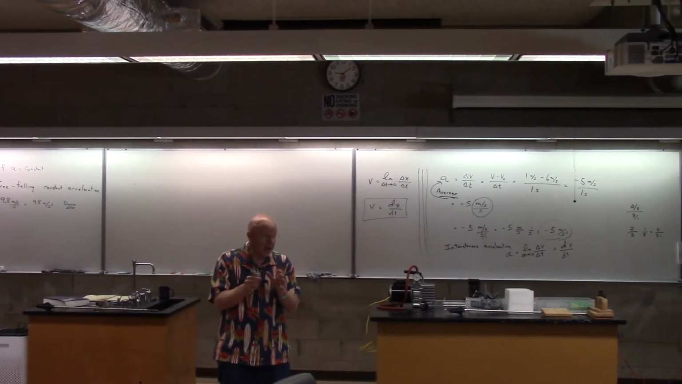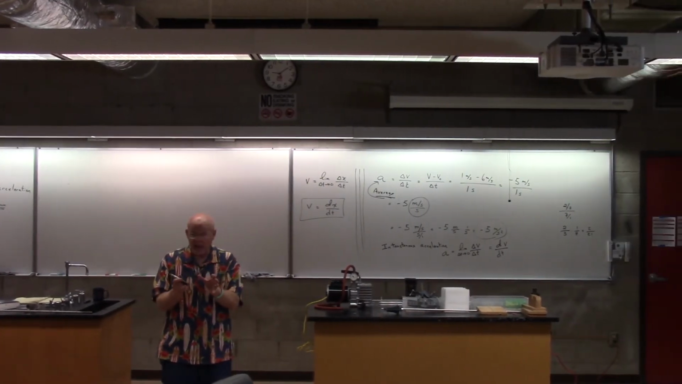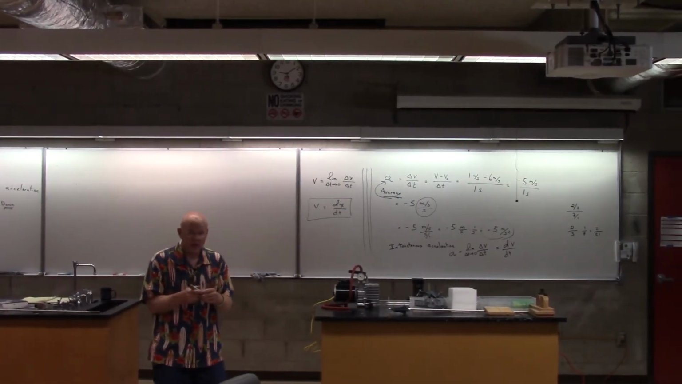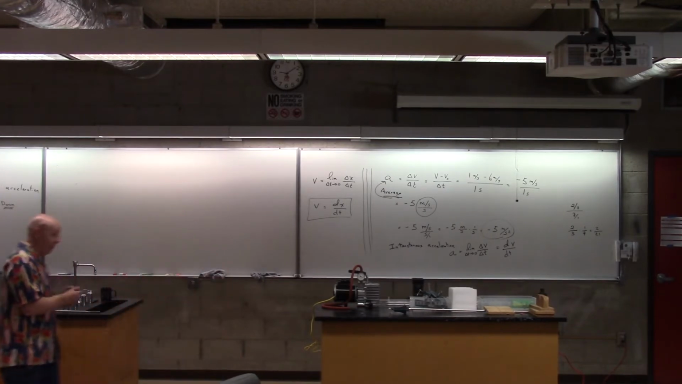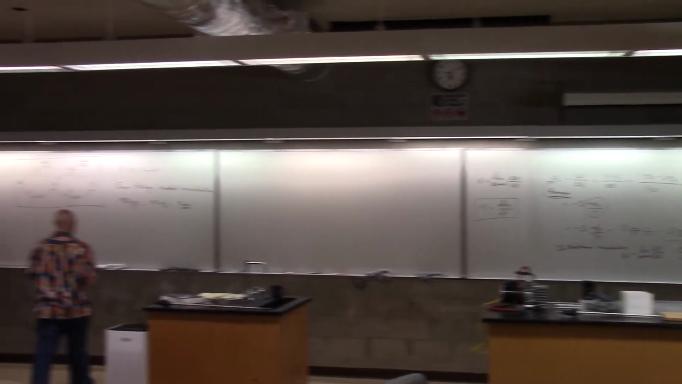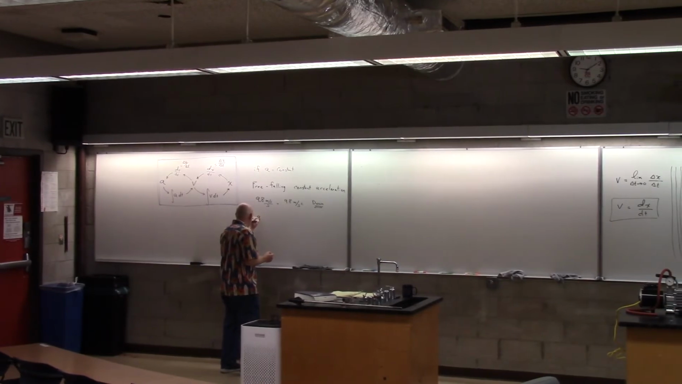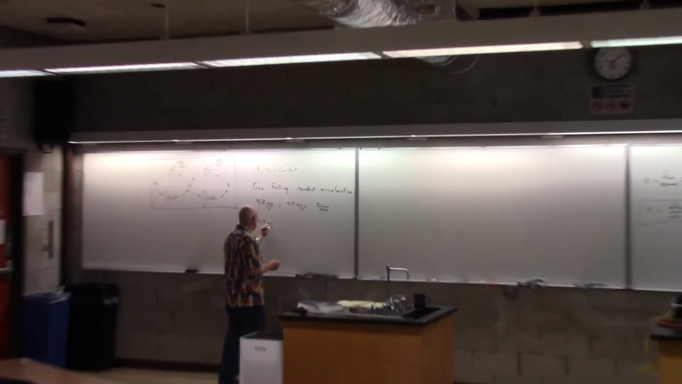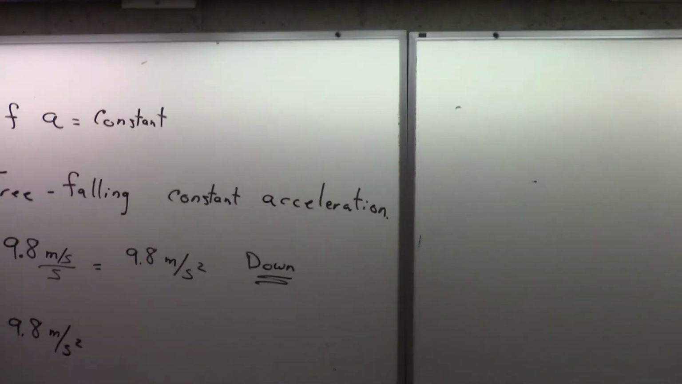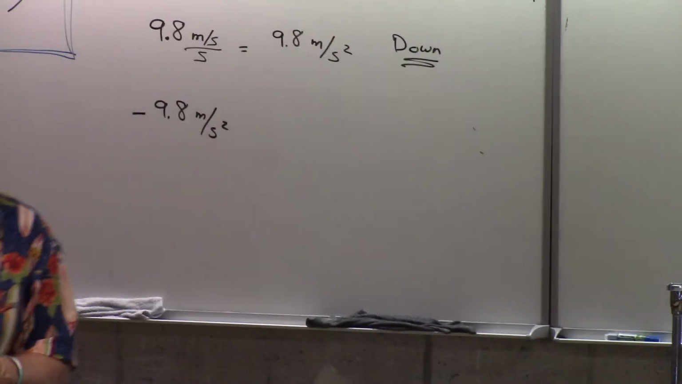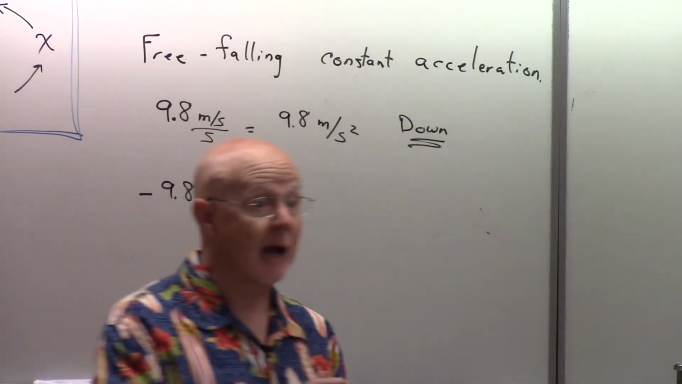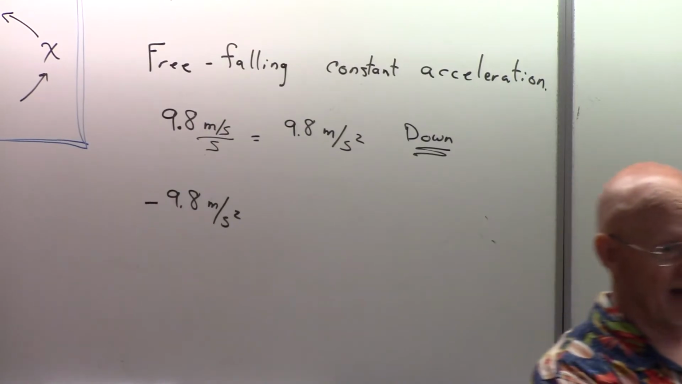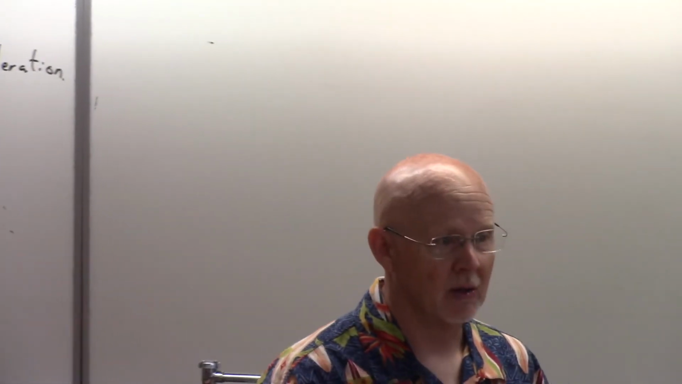So I'm going to put down. Normally we put a negative for down. So a lot of people will write it as negative 9.8 meters per second squared. And nothing's wrong with that, except you don't always have to call down negative. So if you stop calling down negative, you better stop calling that negative, because it's definitely down.